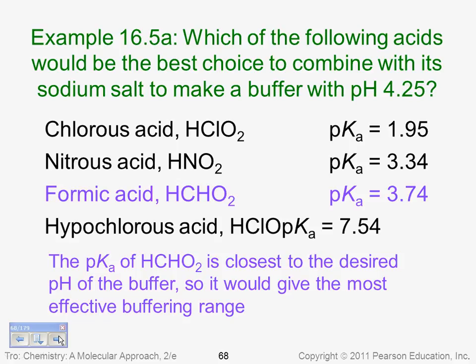Where did I even get those 4 choices? Maybe I went to my shelf, and that's what I had on the shelf in the stock room. I said, okay, I've got these acids, and I've got all of their conjugate base salts. Or I can get their salts. That's another option, is to make the salt yourself.